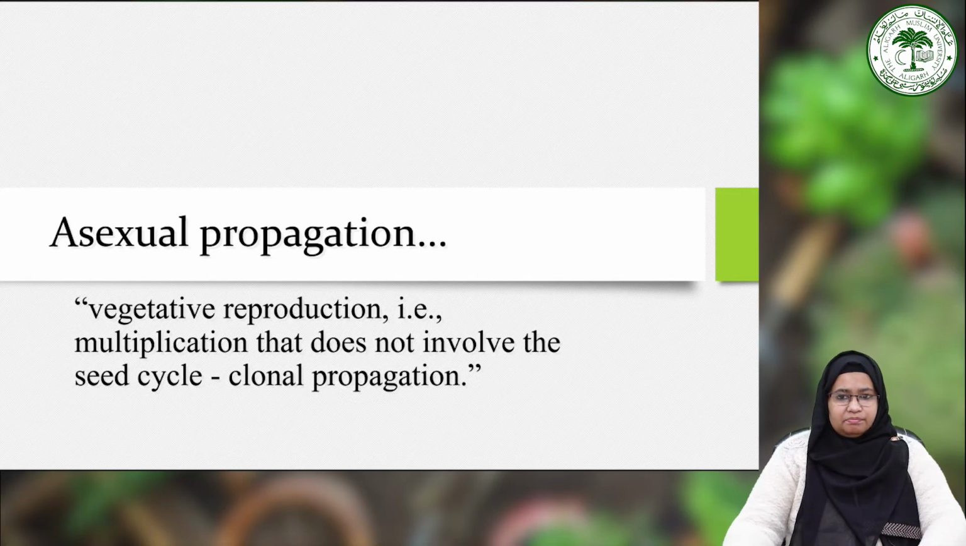Asexual propagation of plants can also be called vegetative propagation because it involves the use of vegetative parts of plants like leaves, stem, roots or modified organs. It's the best method to clone your plants, which means to produce plants identical to their parents.